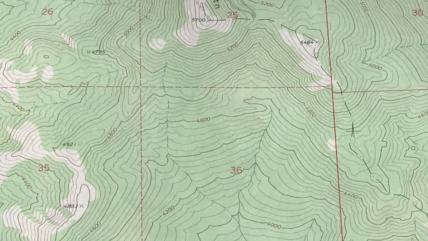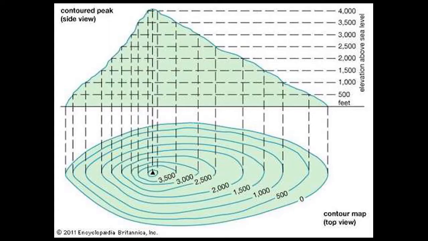An important feature of topographic maps are the contour lines. Contour lines on the map show the areas of the same elevation. These lines bring a map to life and are critical for determining accessibility of certain areas. Imagine that a mountain was cut horizontally in slices. The contour lines correspond with each slice.